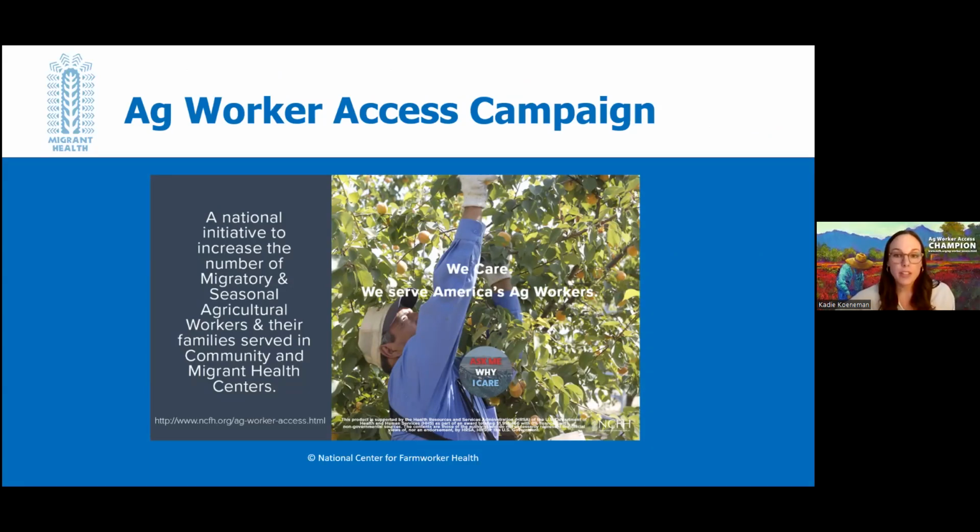We've seen steady increases in the number of ag workers served in health centers since the campaign's launch in 2015, with the 2019 UDS data showing we surpassed our halfway milestone of 1 million ag workers served. In 2020, there was a decline in the number of ag workers served, likely due to the impacts health centers and ag workers experienced because of COVID-19. But we are excited to share that we have once again surpassed our halfway milestone of 1 million ag workers served, as seen in the 2021 UDS data. And we are confident in the hard work and determination of health centers across the country that we will continue growing from here.